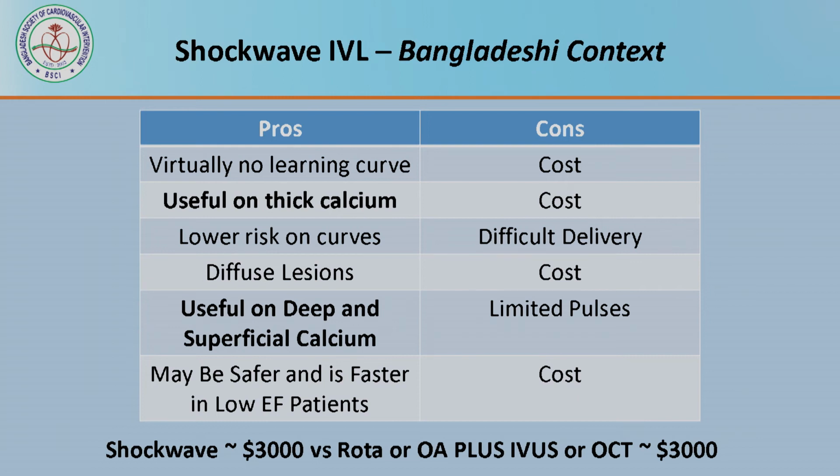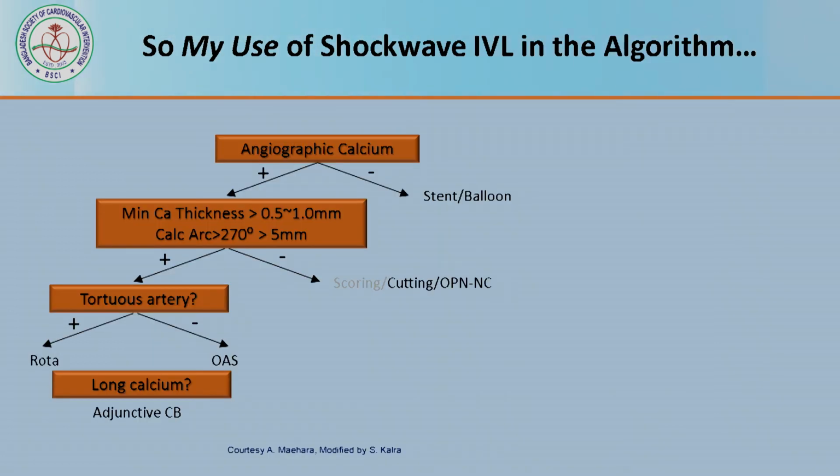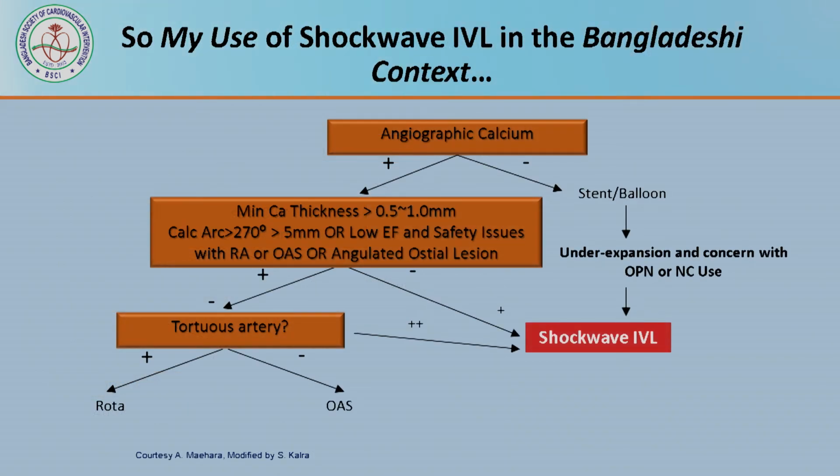So in the Bangladeshi context, virtually no learning curve, useful on thick calcium, useful with patients with low EF. What are the downsides? It's expensive, it costs a lot, it's difficult to raise the money, it's expensive, and it's expensive, right? And there are some open questions about how to deliver it and, you know, working out where to put pulse emitters and how to prep the balloon. So this is a very useful therapy. It is an extremely effective therapy, but it's a matter of us targeting it to the right patient at the right time.